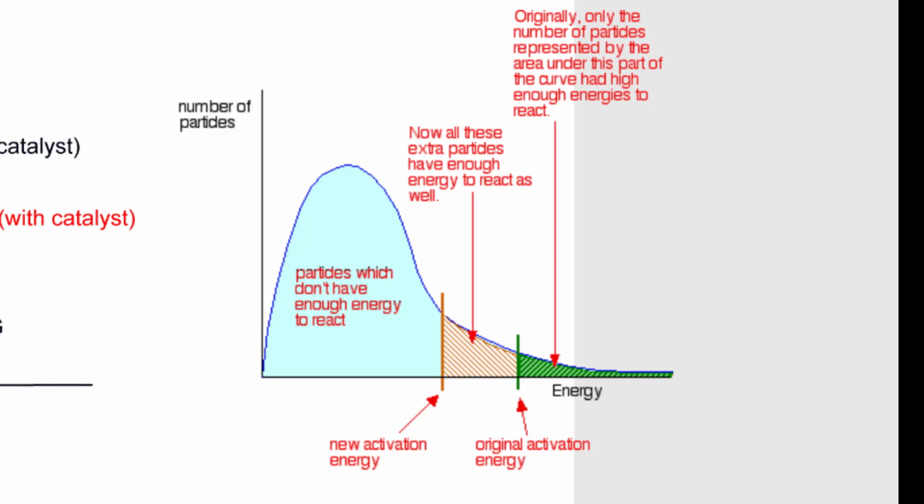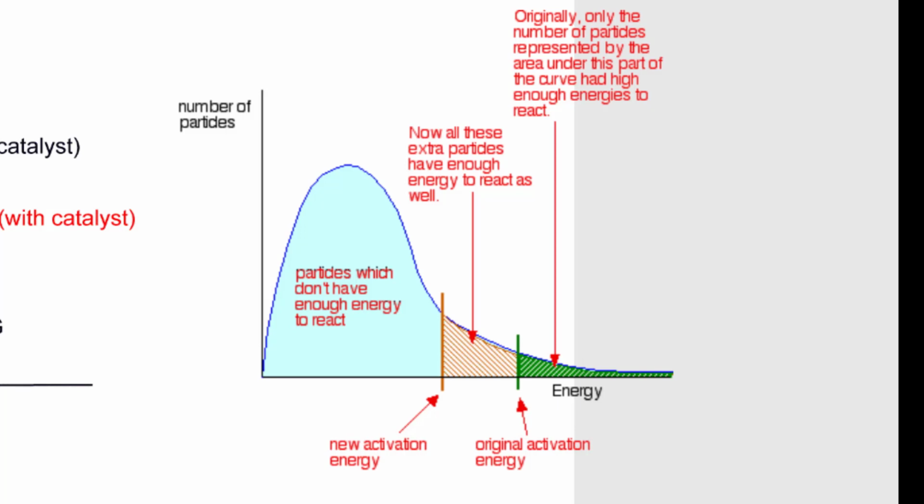If we take a look at this Boltzmann distribution here, you can see the area under the green is the original number of particles that have enough energy. Now, keep in mind, not all of those are going to react because those particles have to collide with the correct orientation. But at least they have the sufficient amount of energy.